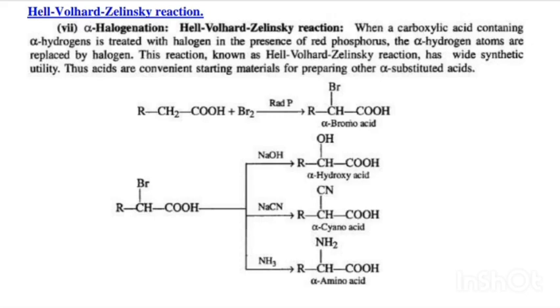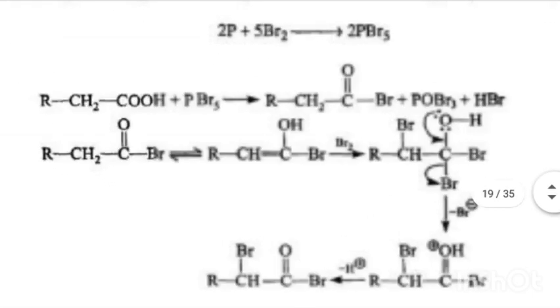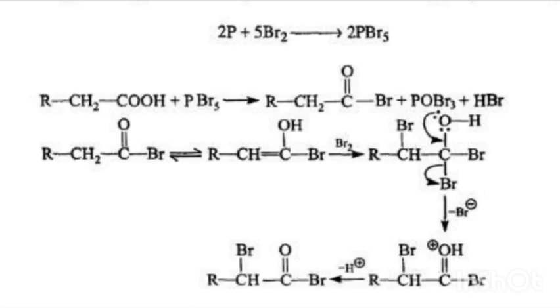Let us see the mechanism of the reaction. In the first step, phosphorus and bromine react to form PBr5, phosphorus pentabromide: two equivalents of phosphorus react with five equivalents of bromine gas. In the second step, the phosphorus pentabromide reacts with the carboxylic acid and forms acid bromide, similar to the acid halide reaction we saw in the previous video. The acid bromide, RCH2COBr, forms with the liberation of phosphorus oxybromide and HBr. This is step 2.